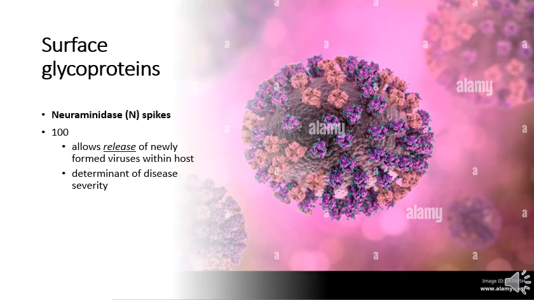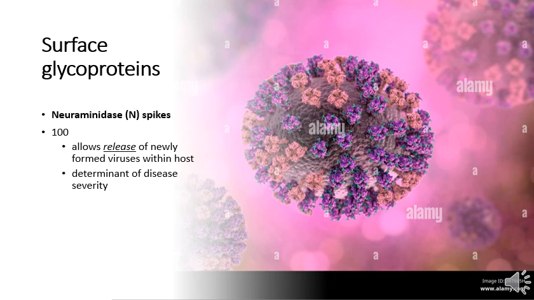Another important protein present on the surface of the influenza virus is neuraminidase. These are also in spike form, but are fewer in number compared to hemagglutinin. Their count is about 100, and they help the release of the virus from the cell when the transcription and assembling of the virus is completed.